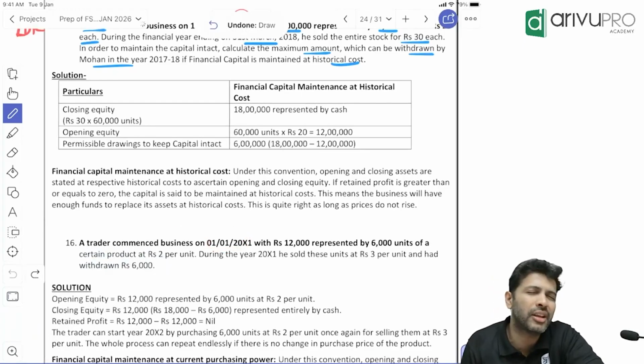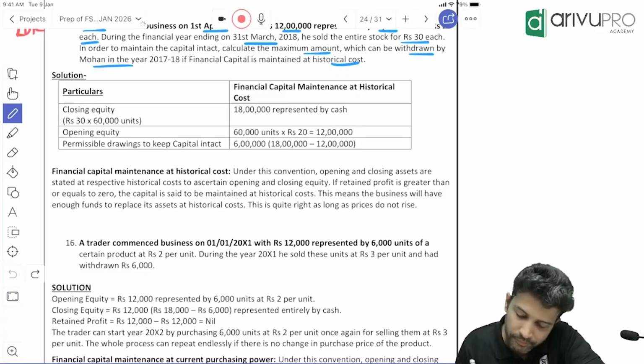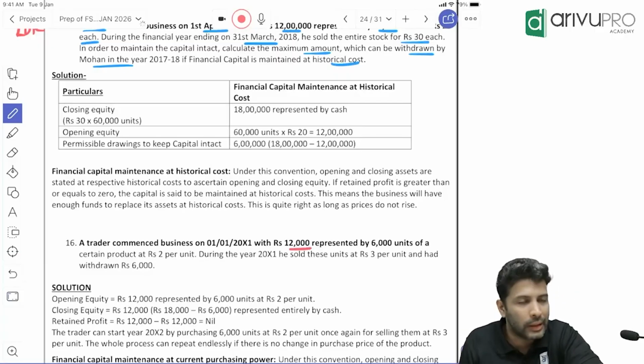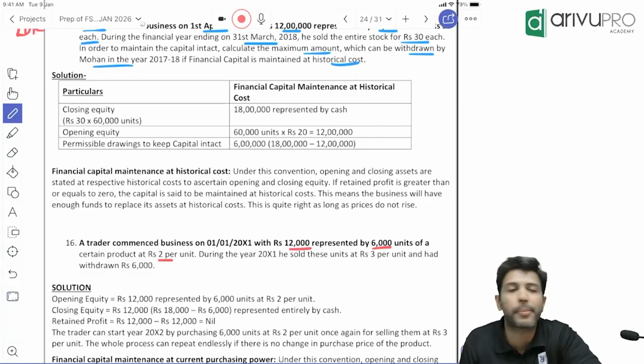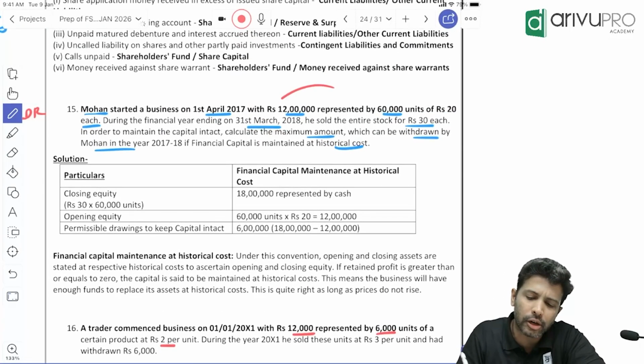A trader commenced the business on 1st January. That means here maybe the year is January to December. With what? 12,000 rupees, represented by 6,000 units of a certain product at 2 rupees.